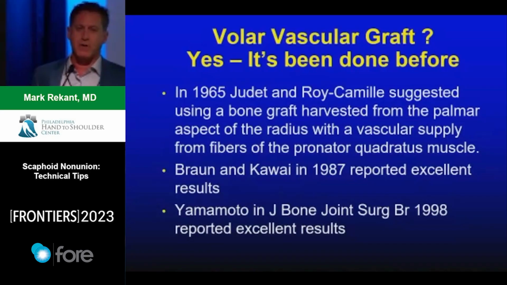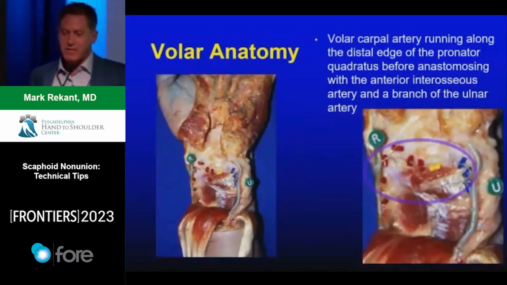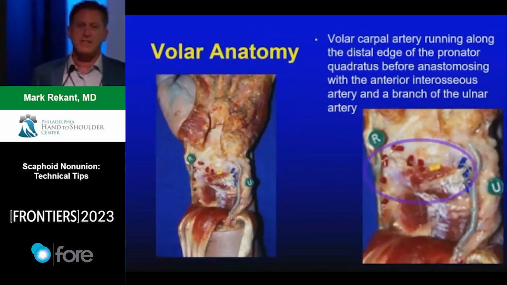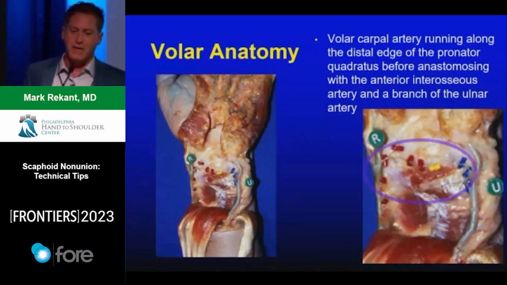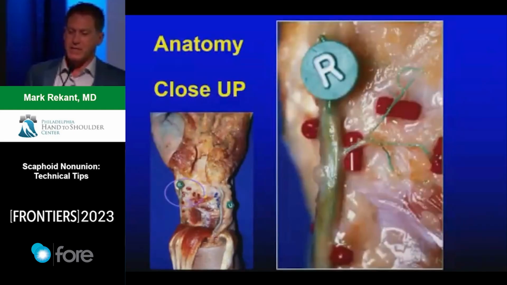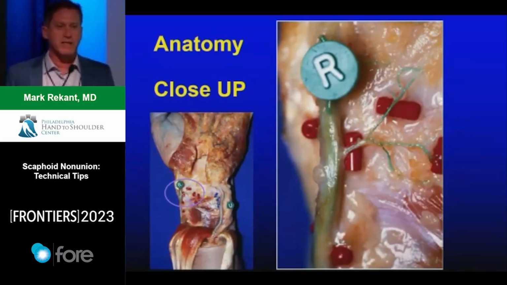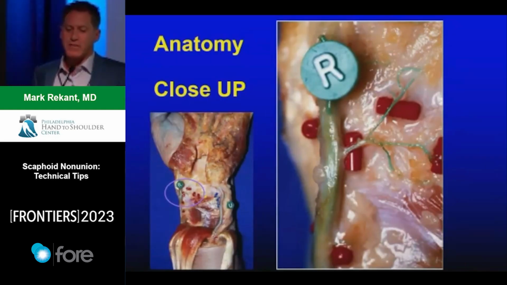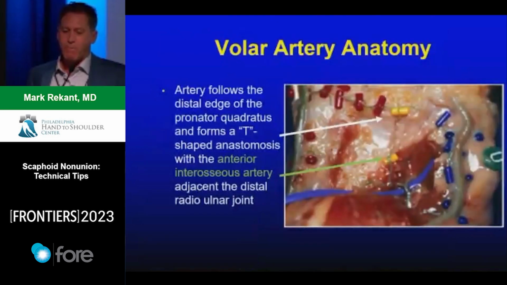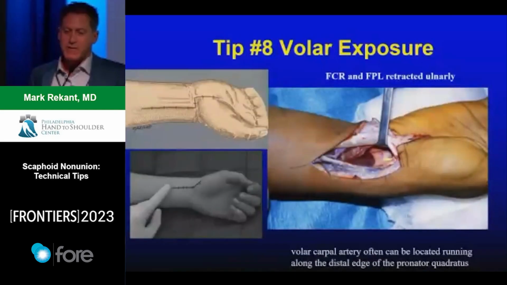So what if you want to go volar? Can you do a vascularized graft? Yes. Again, this has been published by Judet and Roy-Camille in '65, again in 1987. And you can see this is sort of the concept. Seth Dodd down in Miami has really done a lot of good work on that recently, where you can see your radial artery here in green. And then this just gets blown up here, and you can see how this vessel comes across. And you can take a volar distal radius with a little bit of pronator in this vessel, and that'll elevate quite nicely and mobile to the scaphoid.